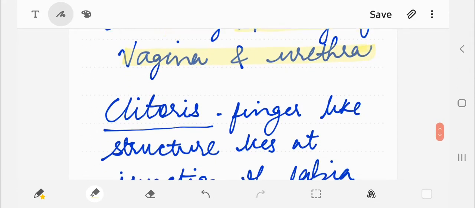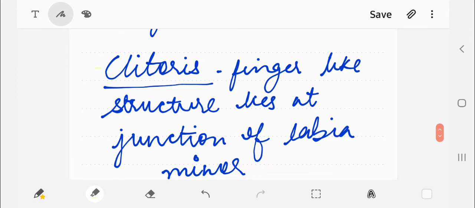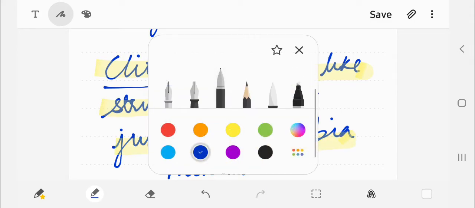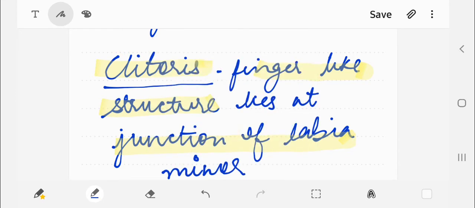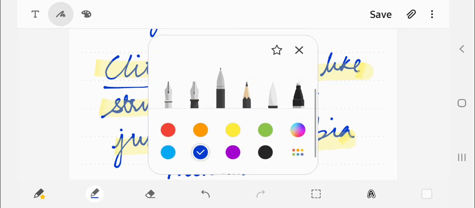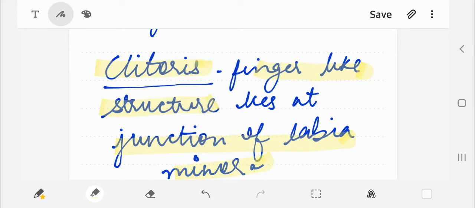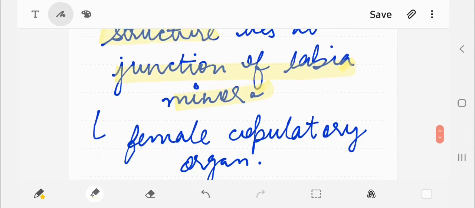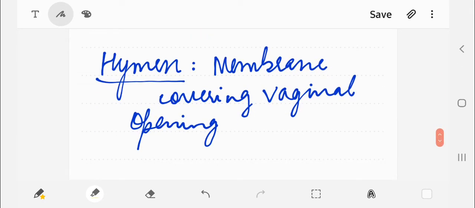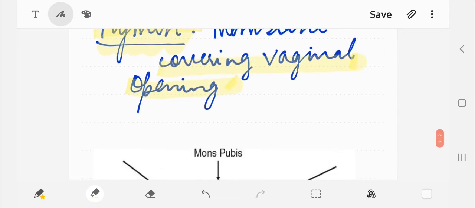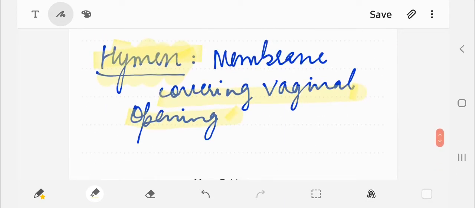And then we have a finger-like structure, the clitoris, which lies at the junction of the labia minora. The clitoris is a finger-like projection which is homologous to the penis, the copulatory organ of the female. And then there is one layer which surrounds the vaginal membrane or covering, that is the hymen layer. It is considered to be the test for virginity, but it breaks during the first intercourse.